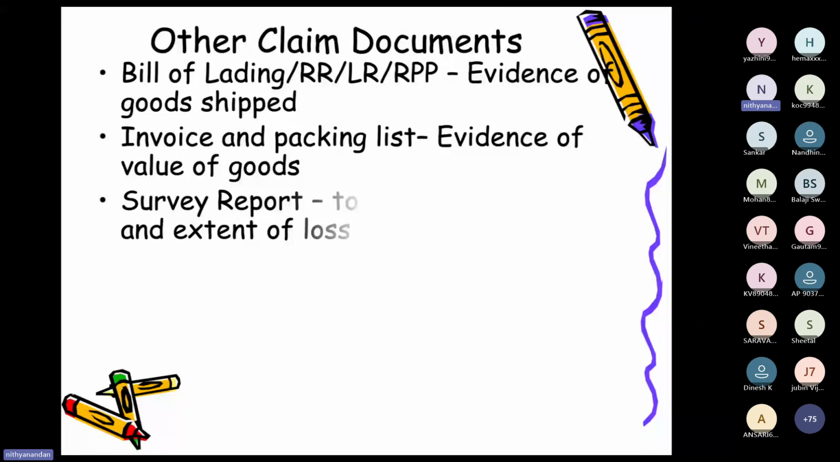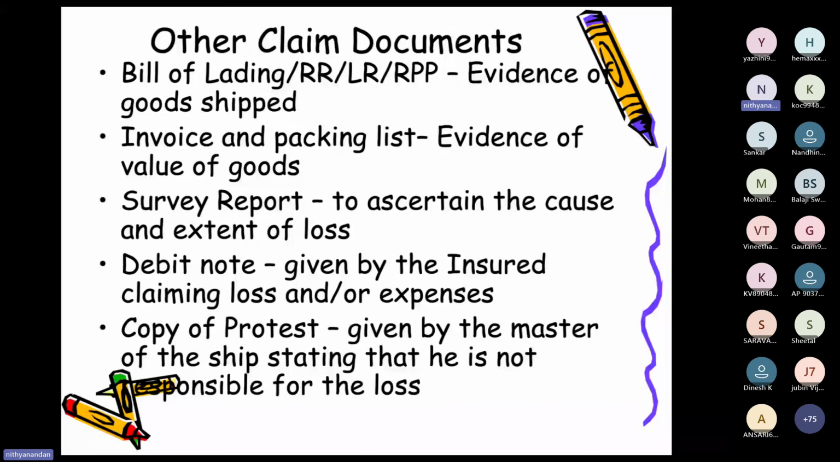Bill of lading. The bill of lading is the document given by the shipper when the goods are loaded. He will state how much goods are loaded and what is the value. RR, railway receipt, LR, lorry receipt. These documents are required to know how much of the goods is in transit in that particular vehicle or vessel. Invoice and packing list, evidence of value of goods. Invoice, yes, it gives the value of goods.